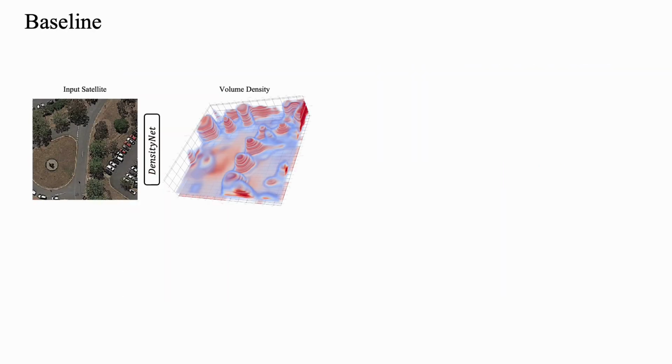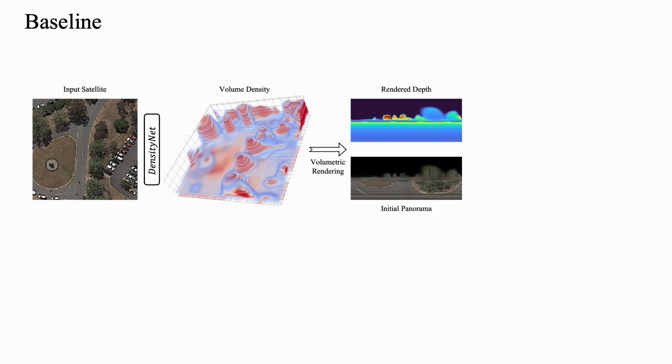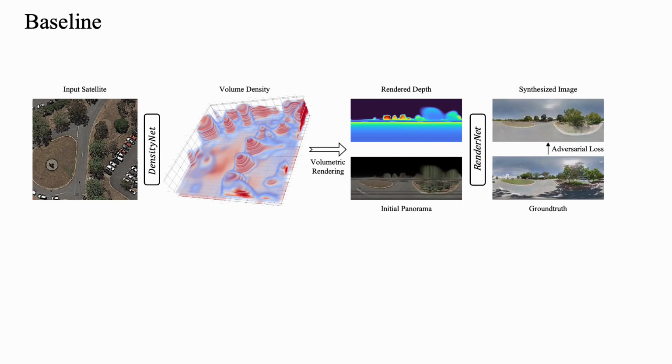Our baseline approach involves using DensityNet to learn the explicit volume density from the input satellite image. We then render an initial panorama map and depth from the density field, and pass the initial panorama to RenderNet for synthesizing the predicted ground view image. The entire workflow is supervised with adversarial loss, and the entire architecture is trained end-to-end.